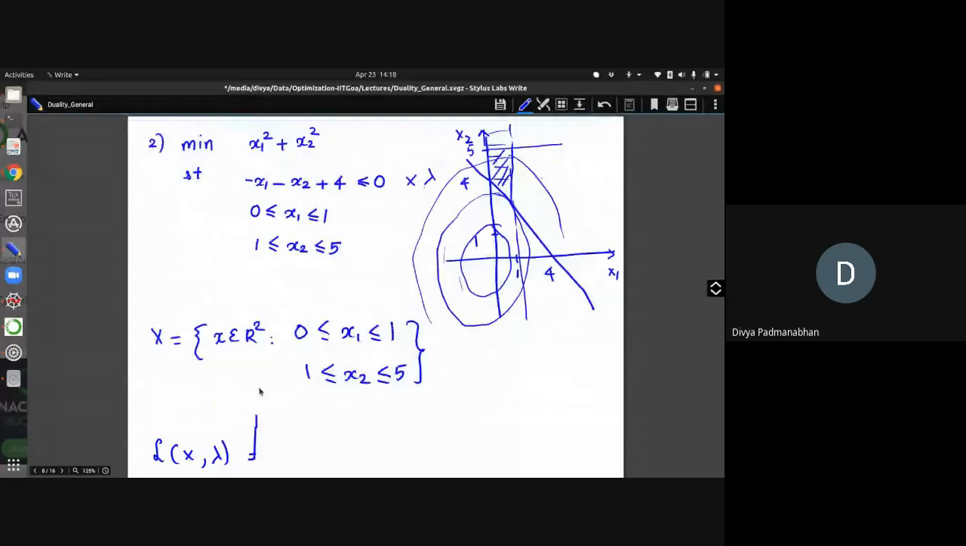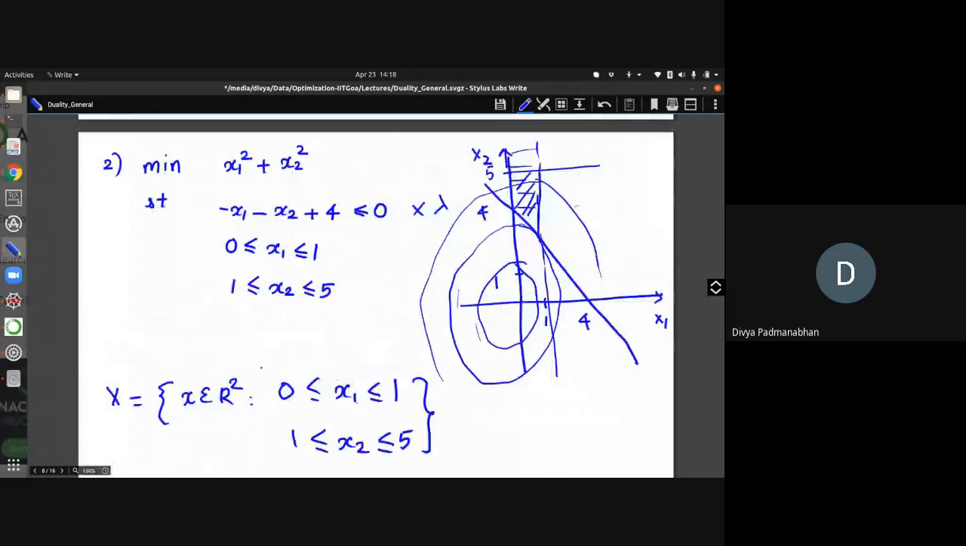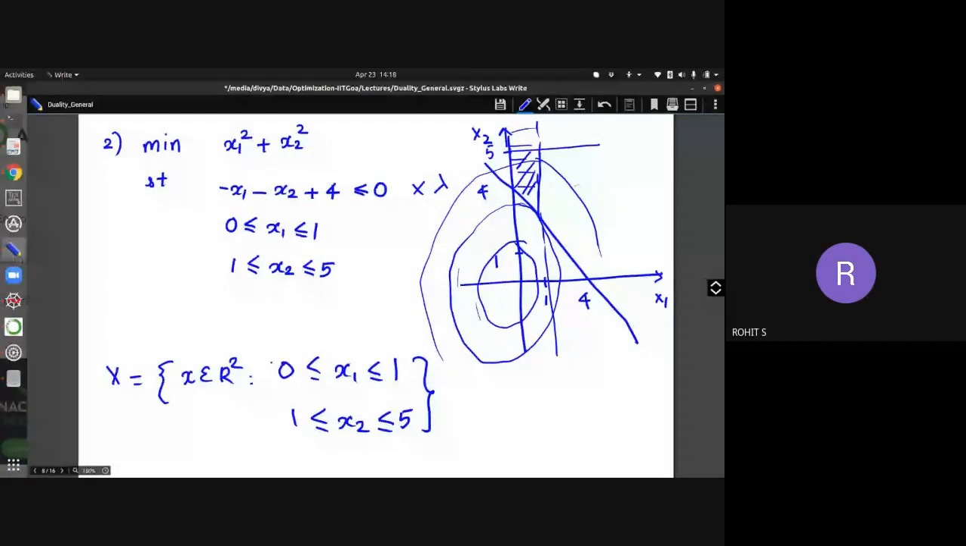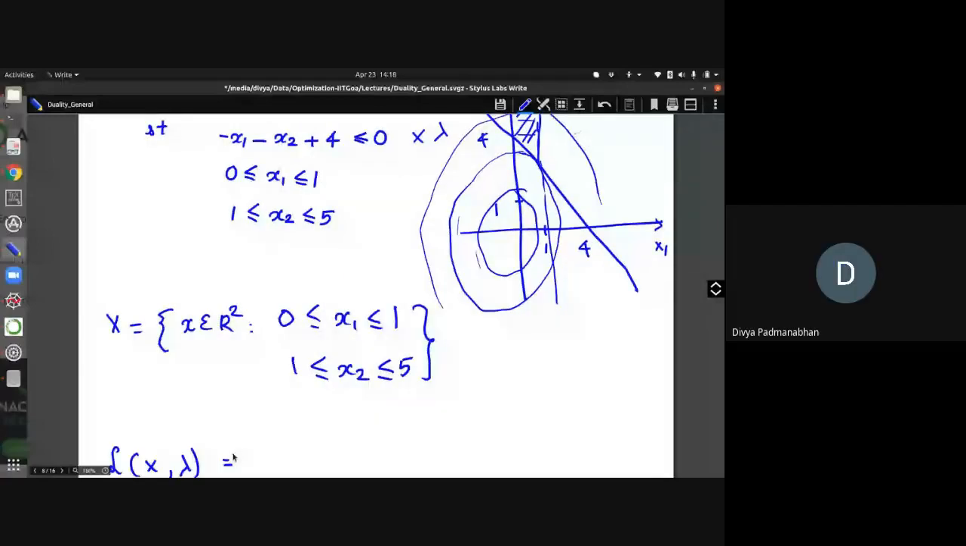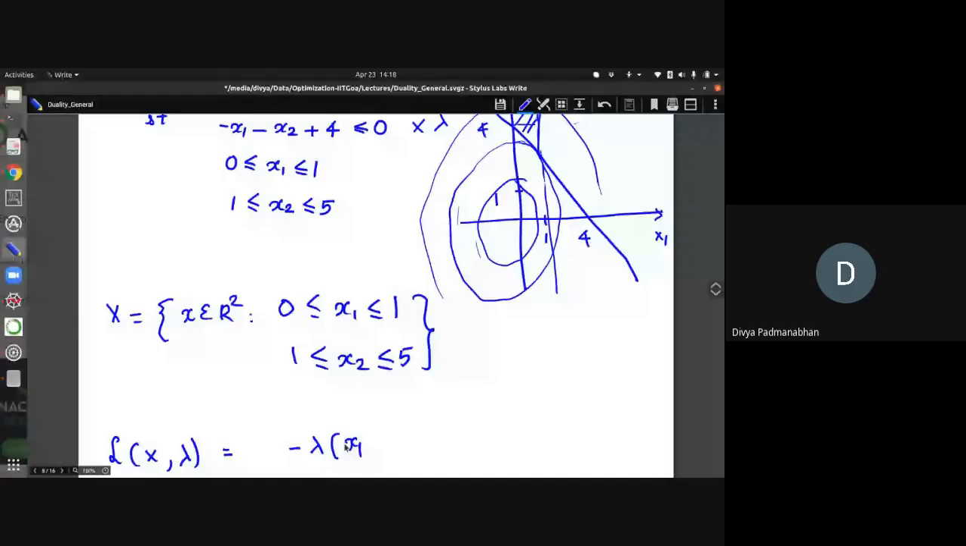Can somebody tell me what's the Lagrangian? Minus lambda x1 minus lambda x2 plus 4 lambda. So sorry, it's lambda times, so there's no minus. So lambda times x1 minus x2 plus 4. Yes. Plus something, right?